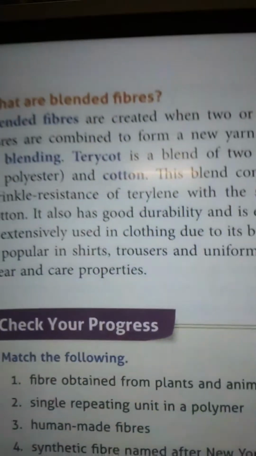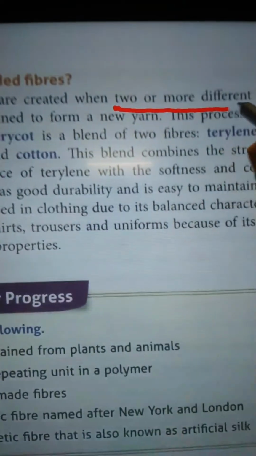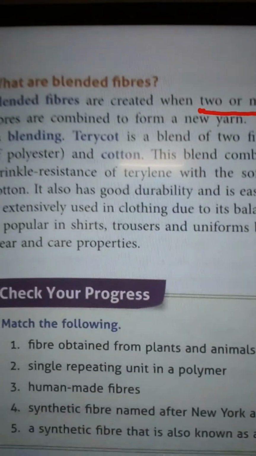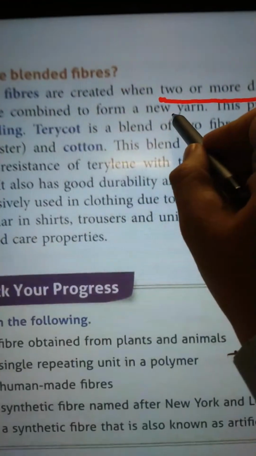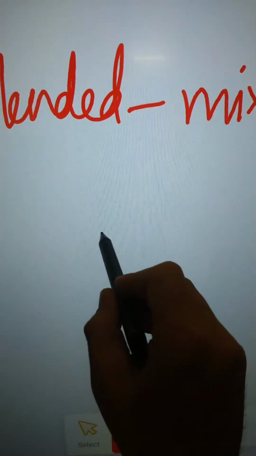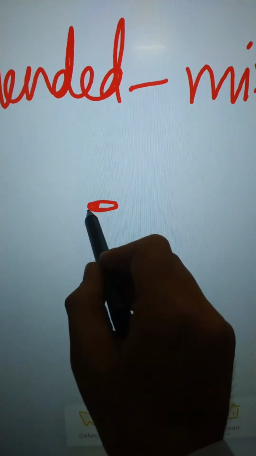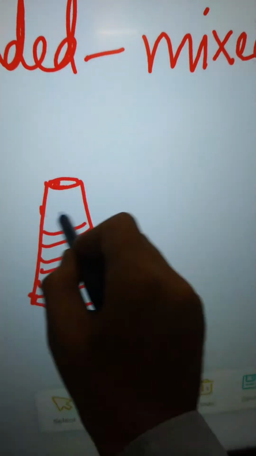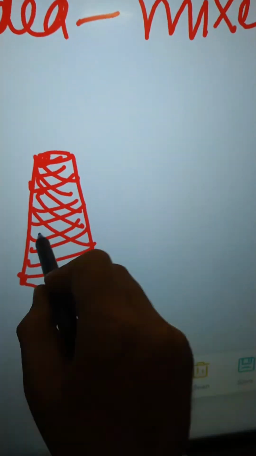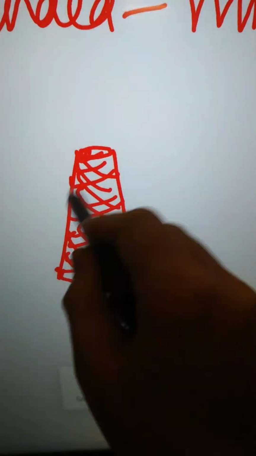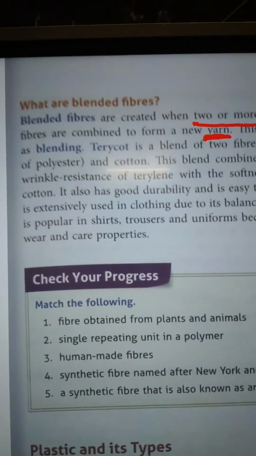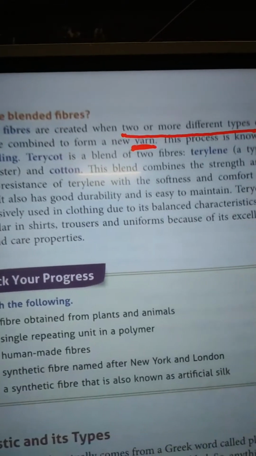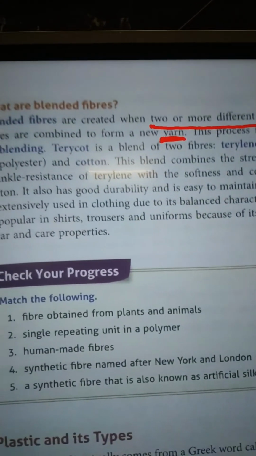Blended fibers are created when two or more different types of fibers are combined to form a new yarn. What is yarn? Yarn means thread. You might have seen the thread which is available in the market. It comes in this shape and it has got threads like this. This is the yarn. The thread is connected around this, that is the yarn. So what are blended fibers? They are created when two or more different types of fibers are combined to form a new yarn.